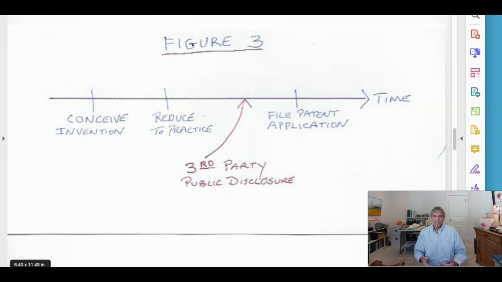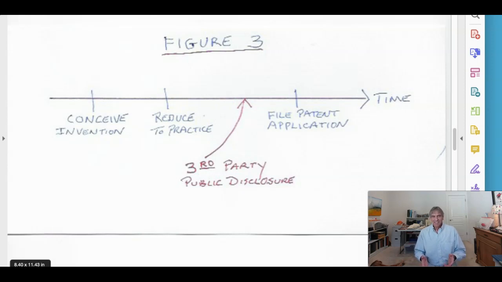With the prior law, we would have to look further and determine things like the dates of conception and reduction to practice, which complicates the evaluation. But the answer to the question of whether you get the patent might actually be yes.